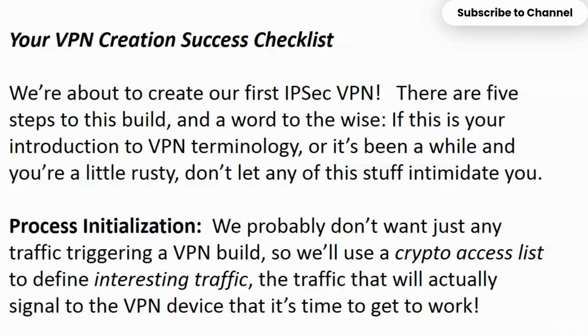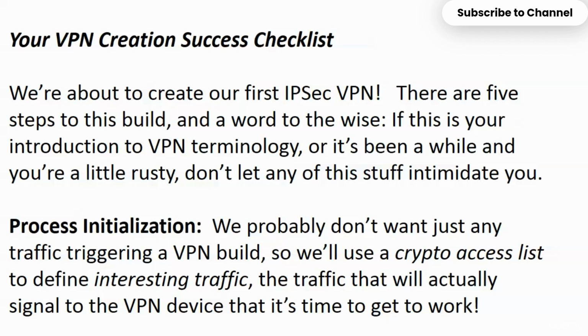We are almost there. We're just about to create our first IPsec VPN. There are 5 overall steps to this build, and a quick word to the whys here. If this is your introduction to VPN terminology, or it's been a while and you're a little rusty, don't let it intimidate you. It just takes a little getting used to, because we've got 2 policies to build. We've got a crypto access list to write. We've got a couple of other things we've got to do. So a lot of little details here, which is why I like to have a checklist in mind when I'm going to write one or troubleshoot one.